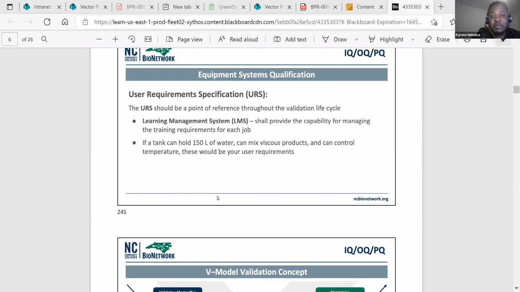So then you have, for example, the learning management system or LMS shall provide a capability for managing the training requirements for each job. And if a tank can hold 150 liters of water, can mix viscous products, and can control temperature, these would be your user requirements. So like I said, anything that you want your equipment to do, those are your user requirements, such as it can hold 150 liters of water or it can control temperature. These are user requirement specifications.